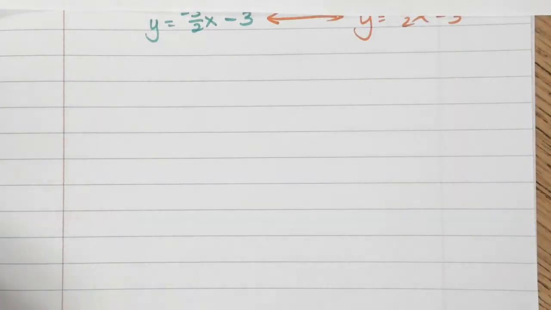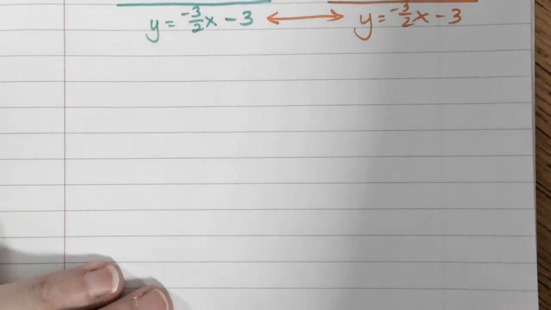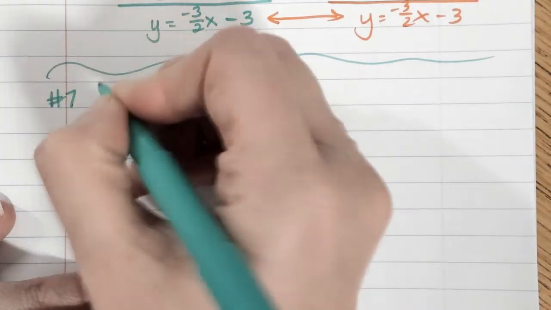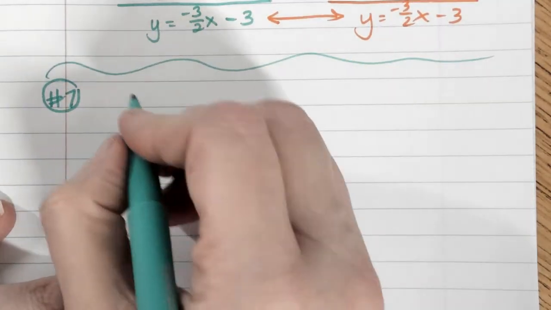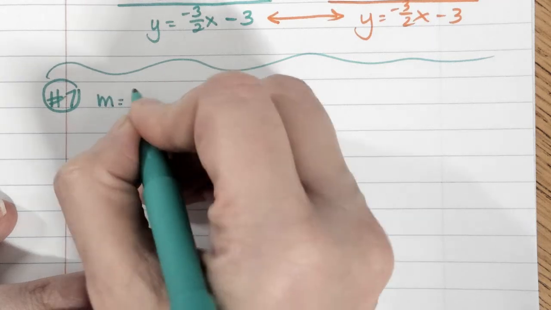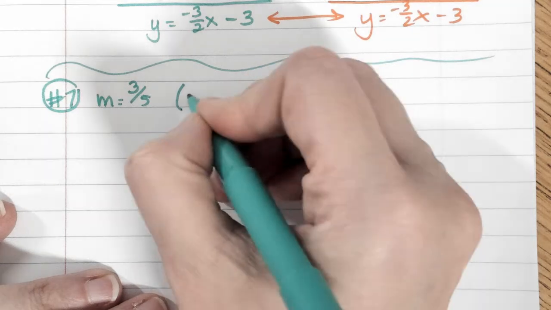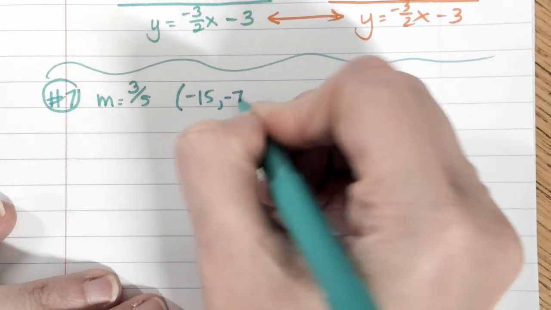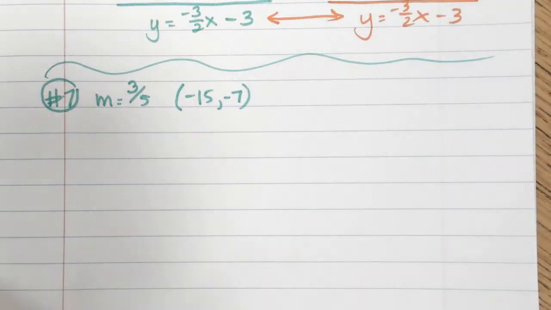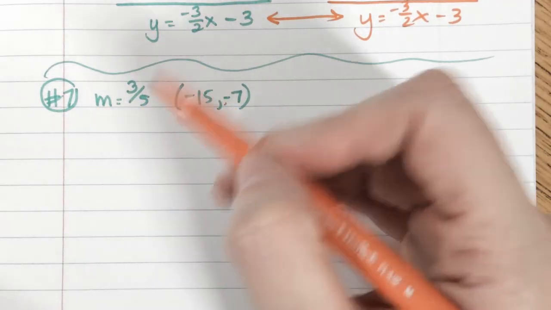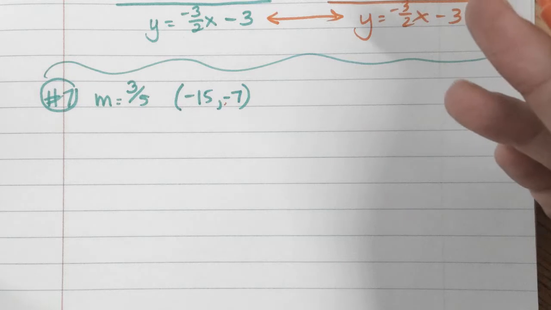All right. Let's look at number 7. It looks a little crazy. Okay. So for number 7, we have a slope of 3/5, and it goes through the point negative 15, negative 7. Okay, so they have made this so simple for us because literally they gave us a point and the slope. It's perfect for point slope form.